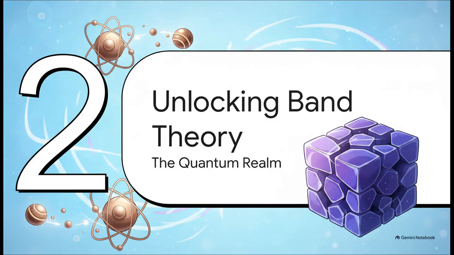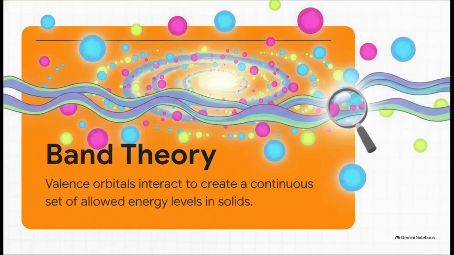Section 2. Unlocking band theory, diving into the quantum realm. Now, to truly understand why these materials behave this way, we have to zoom way, way in. When you look at a solid chunk of metal, you don't just have one or two atoms. You have an unimaginably huge number, more than 10^24 interacting atomic orbitals. When these billions of orbitals pack so tightly together, their individual energy levels kind of blur together. They generate a continuous set of allowed energy levels that we call bands.